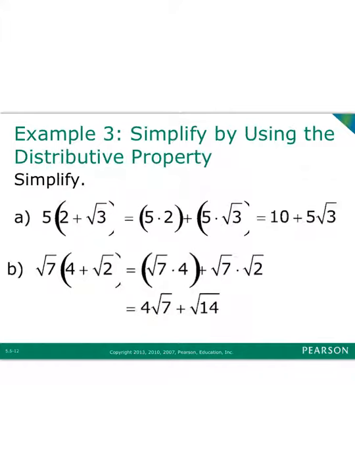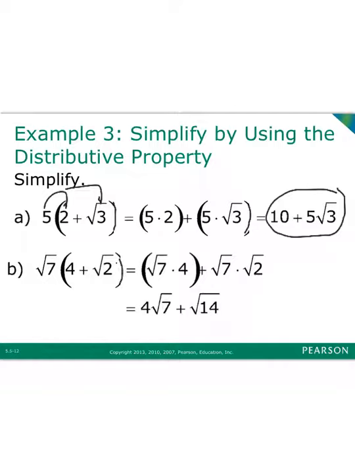So here we have a little bit more complicated problem, number A, where we have 5 times 2 plus the square root of 3. So now we multiply 5 times 2, and then we multiply 5 times the square root of 3, and we end up with 10 plus 5 times the square root of 3. We completed the operation.